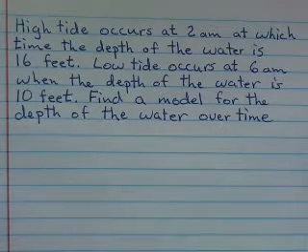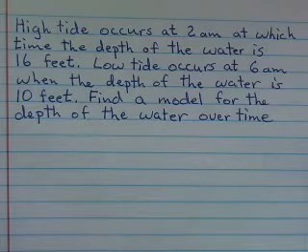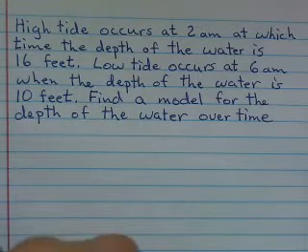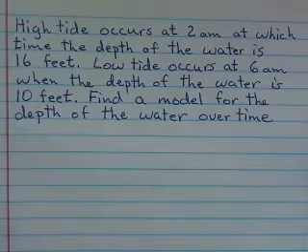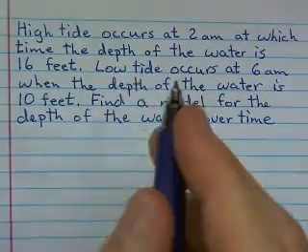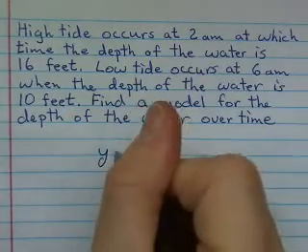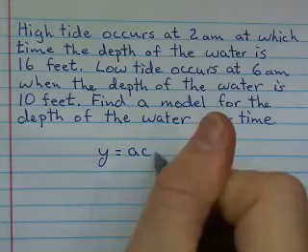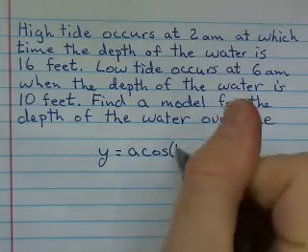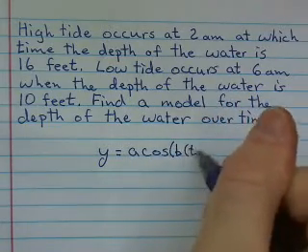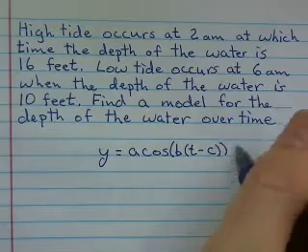Okay, so let's start off by assuming that 12 a.m. is hour 0. So 1 a.m. would be 1, 2 a.m. would be 2, and so forth. Now, since we know where the maximum occurs, let's use this model: A cosine(B(t minus C)) plus D.